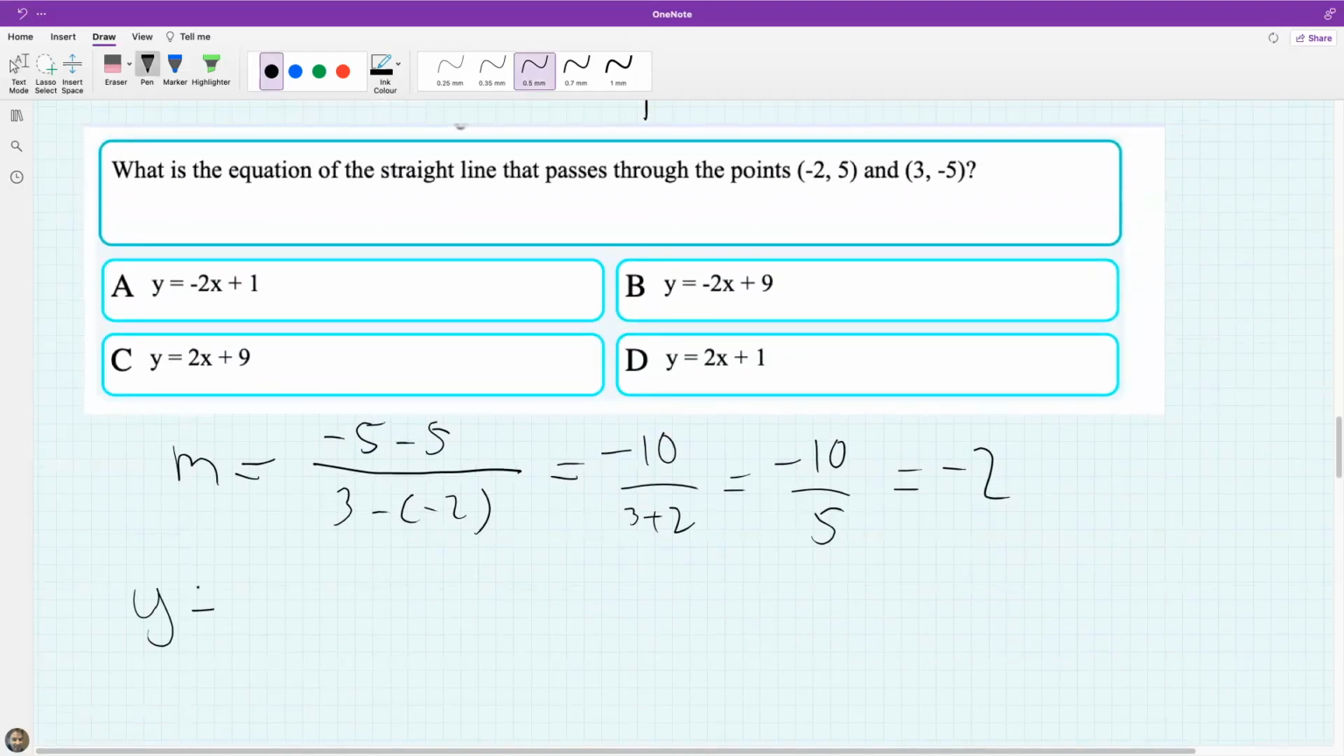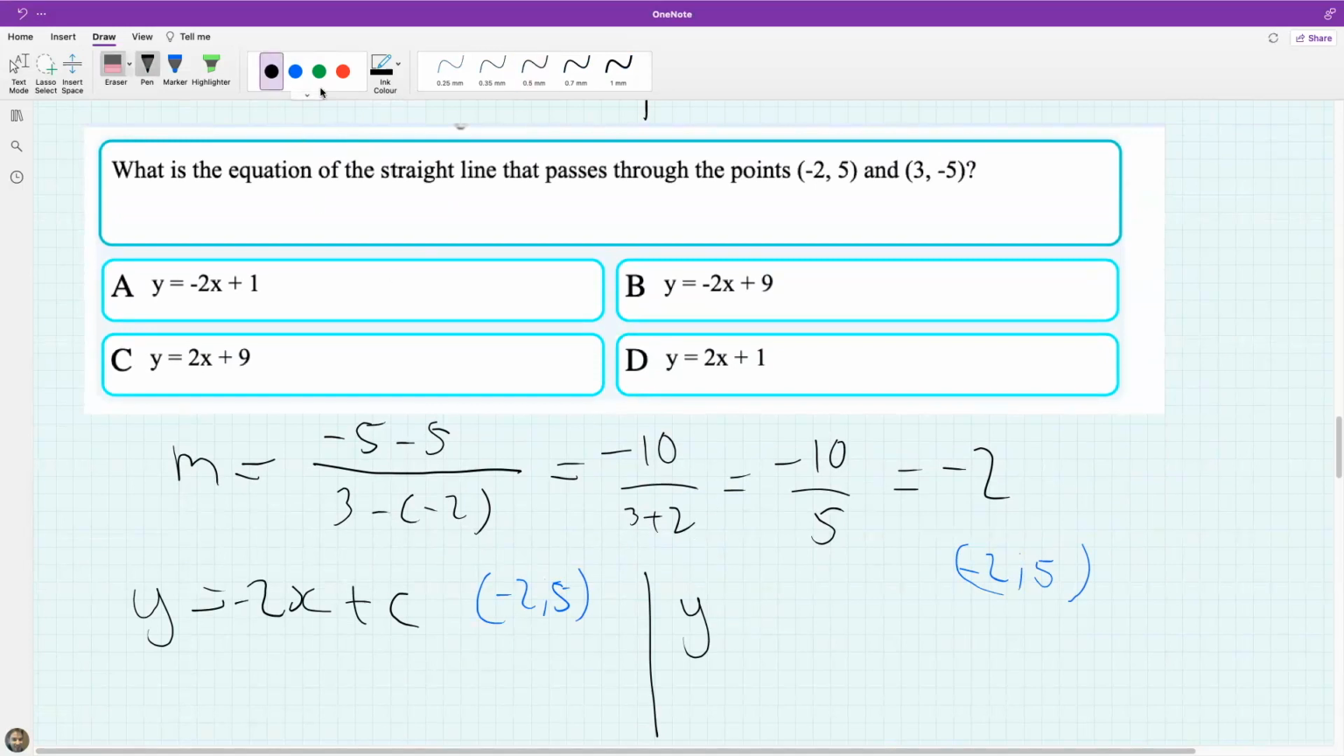And so in this method, I would write in what I've got so far and choose a point. It doesn't matter what point you choose; I'm going to choose -2, 5. And then in the other method, same thing, I'm going to choose -2, 5. And I would get -2. What do I get here? Okay, I get y -5.